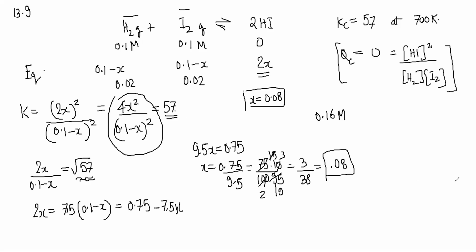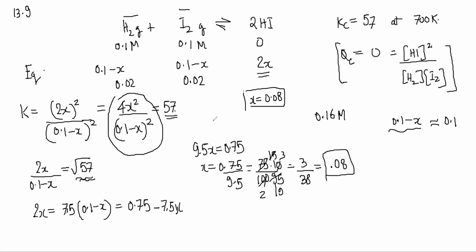You can say that 0.1 minus x is almost the same as 0.1 if the k value was very low. So if the k value was very low, basically the forward reaction doesn't happen much, right? So this is almost the same as 0.1.